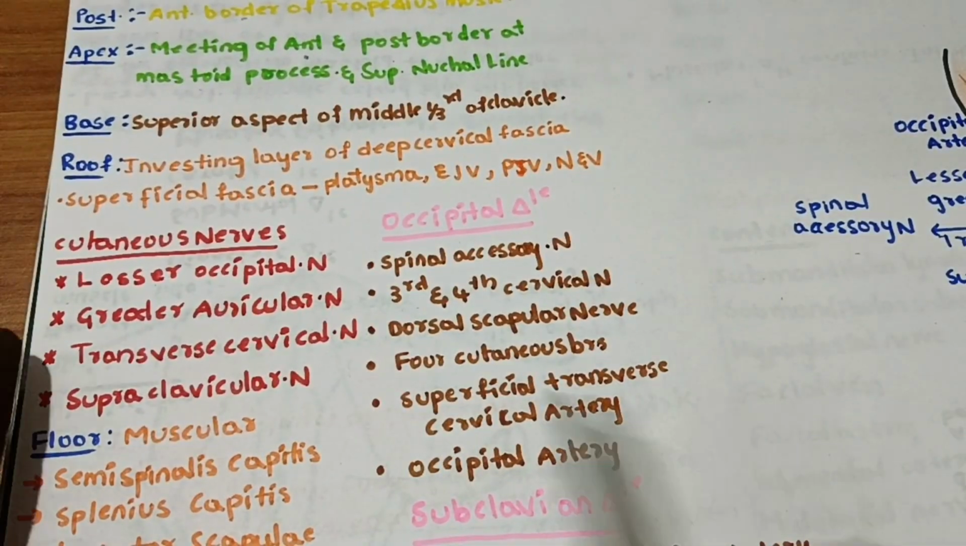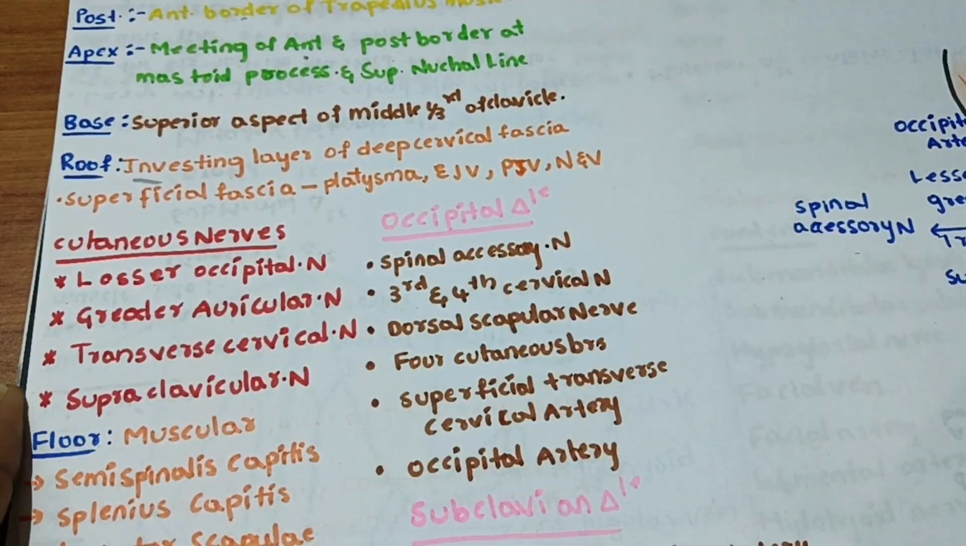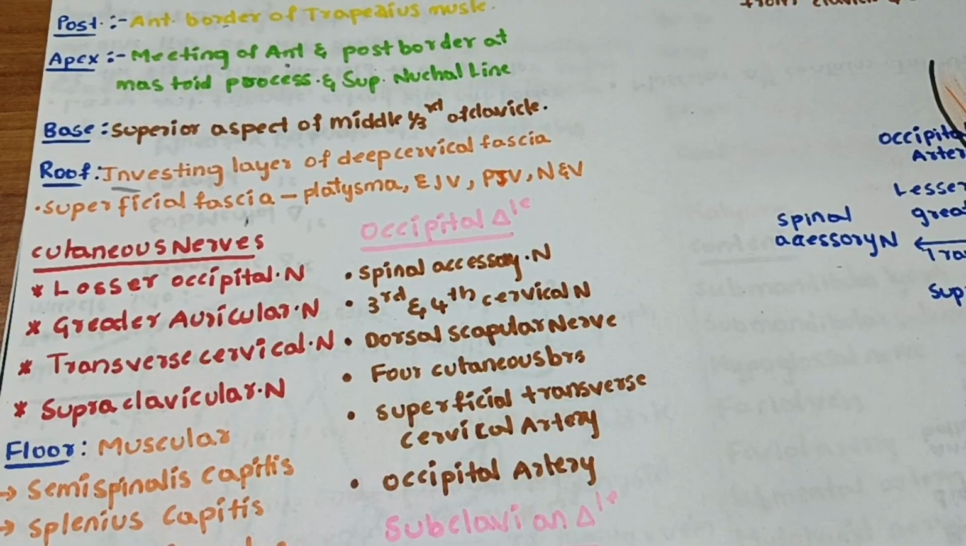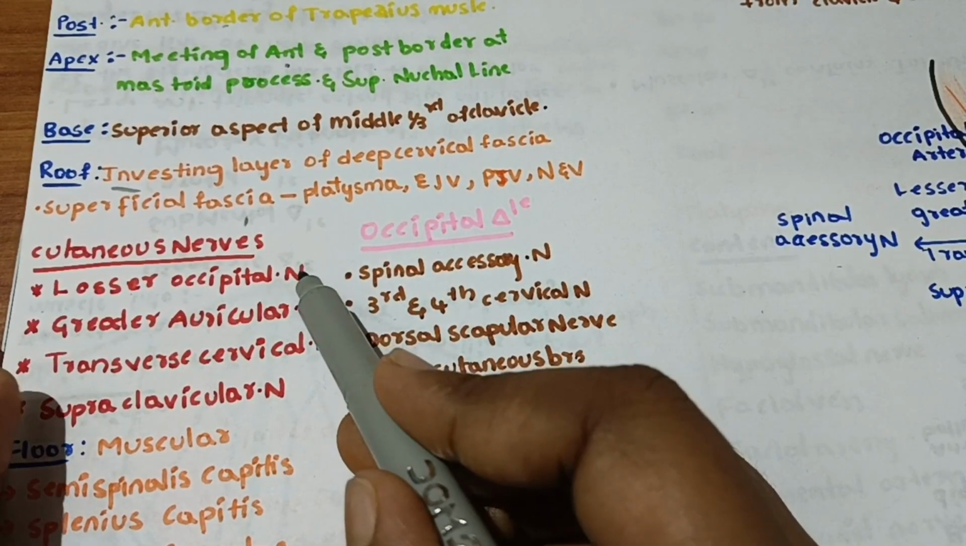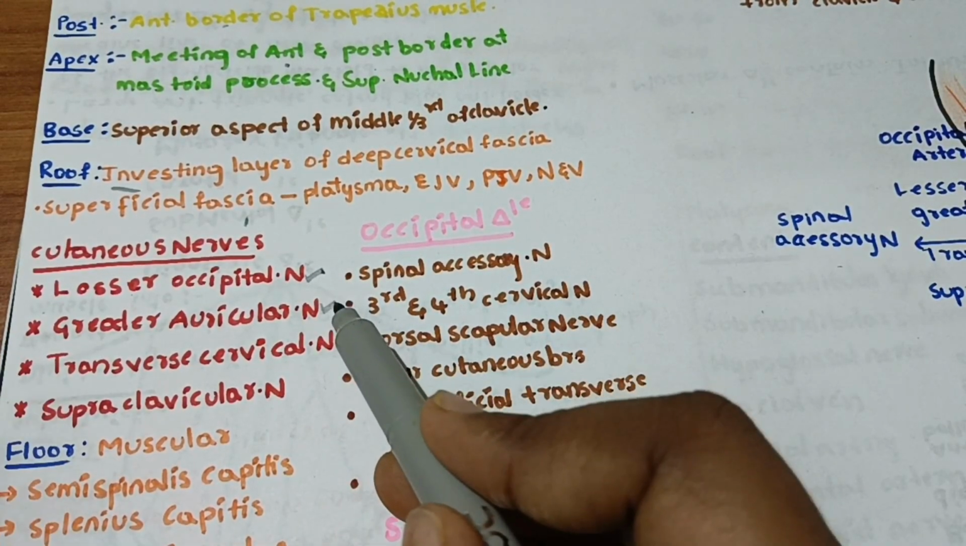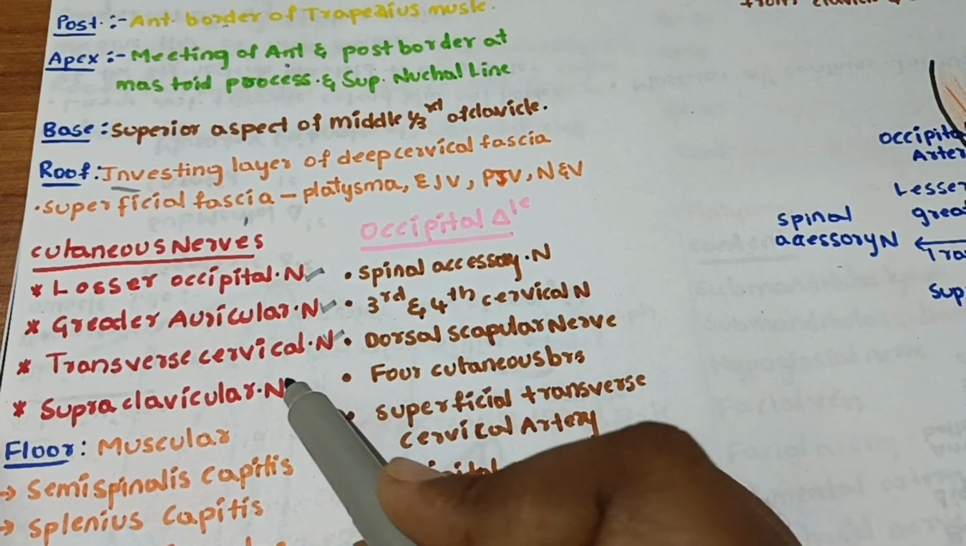And now the roof. The roof is formed by the investing layer of deep cervical fascia, which is the deep fascia present in the neck, and the superficial fascia. The superficial fascia contains the platysma, external jugular vein, posterior jugular vein, and nerves and vessels. Now, what are the structures present in the roof? There are cutaneous nerves. What are the cutaneous nerves? Lesser occipital nerve, greater auricular nerve, transverse cervical nerve, and supraclavicular nerve.